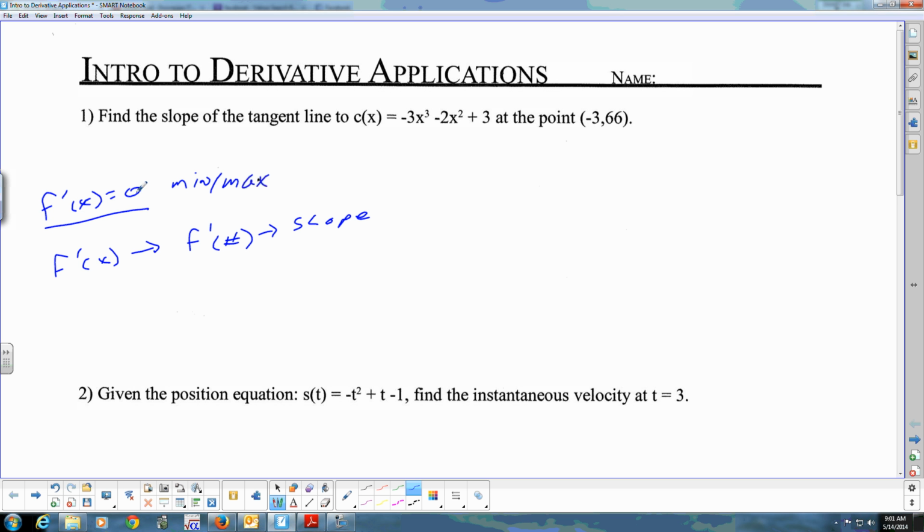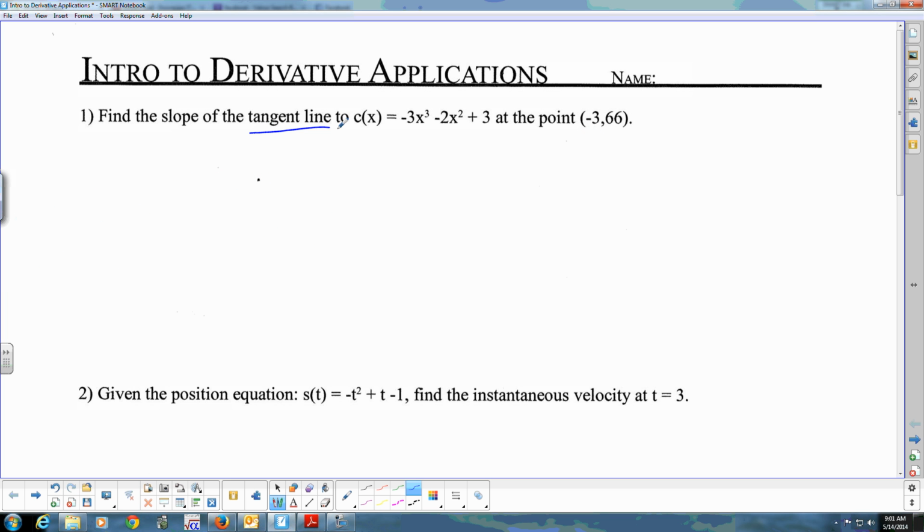In this one, you were asking, where is the slope 0? Here you're asking, okay, given a certain value of x, put it in and tell me what the slope is at that coordinate. So there's two choices for this whole assignment. You're either going to set the derivative equal to 0, or you're going to evaluate it at a certain value. Okay, so here goes. Find the slope of the tangent line.